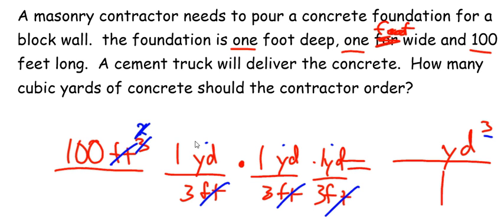And so now we're going to just deal with our numbers. 100 times 1 times 1 times 1 gives us an answer of 100. And 3 times 3 times 3 gives us an answer of 27.